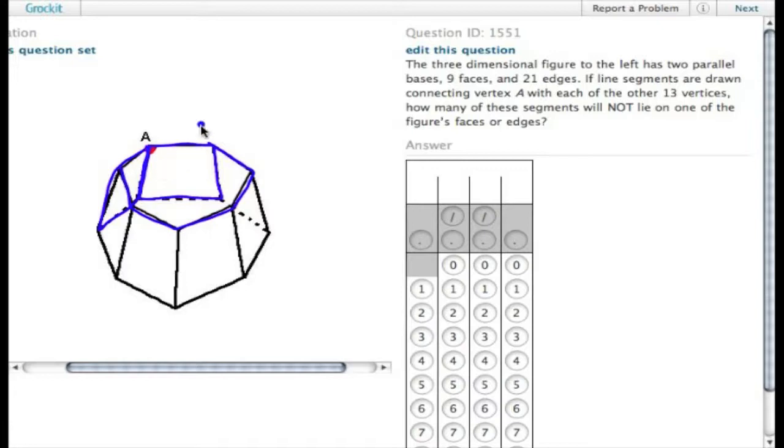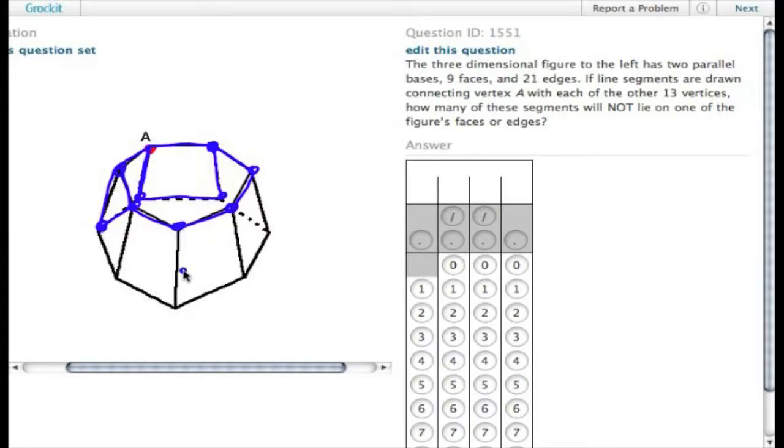So if we drew lines to, let's mark them in blue actually, if we drew lines to this point, this point, this point, this point, this point, this point, this point, this point, and this point, they would all lie along one of these faces because they share a face with A, all of these different points that I marked.